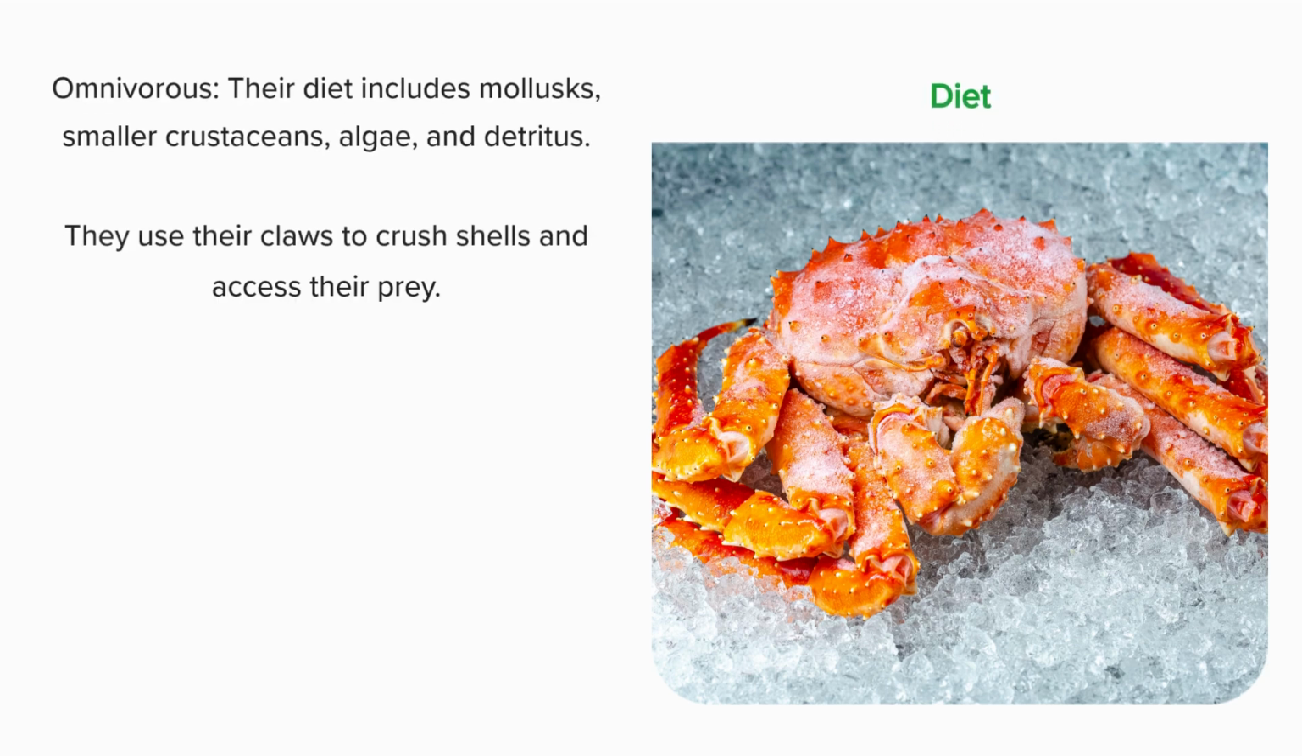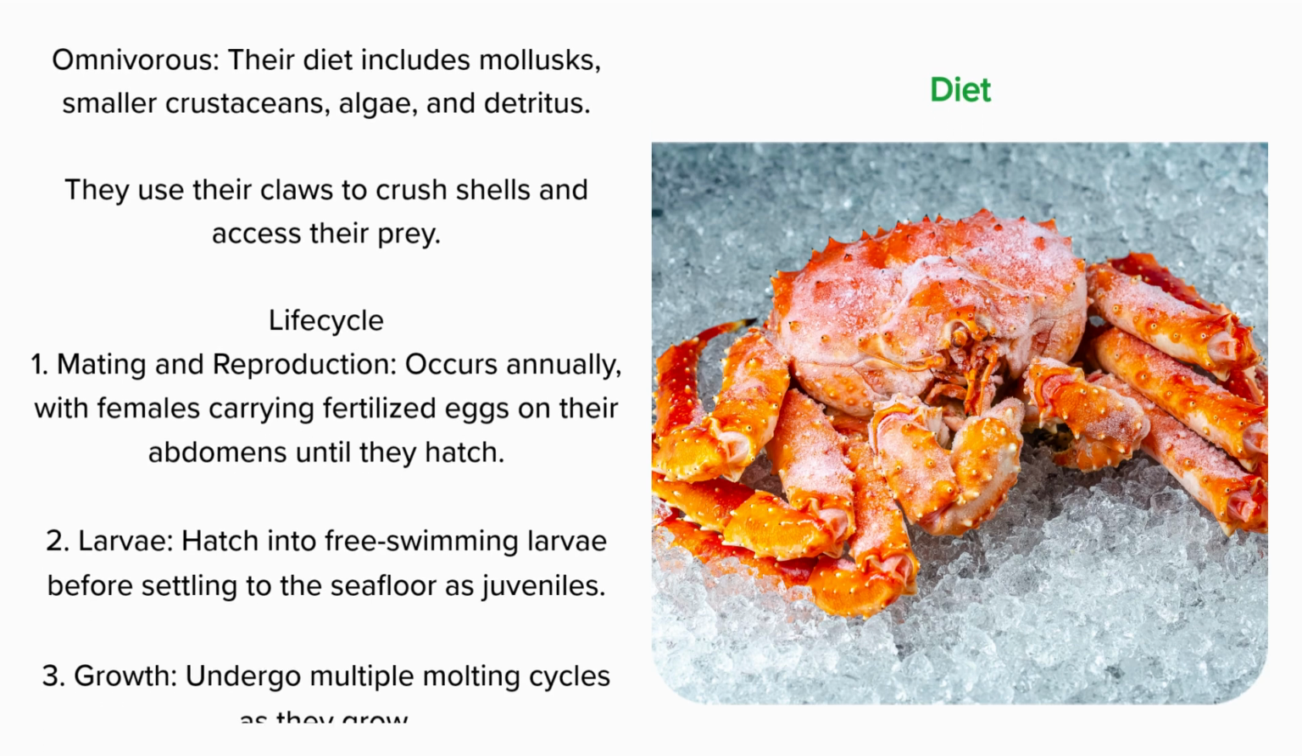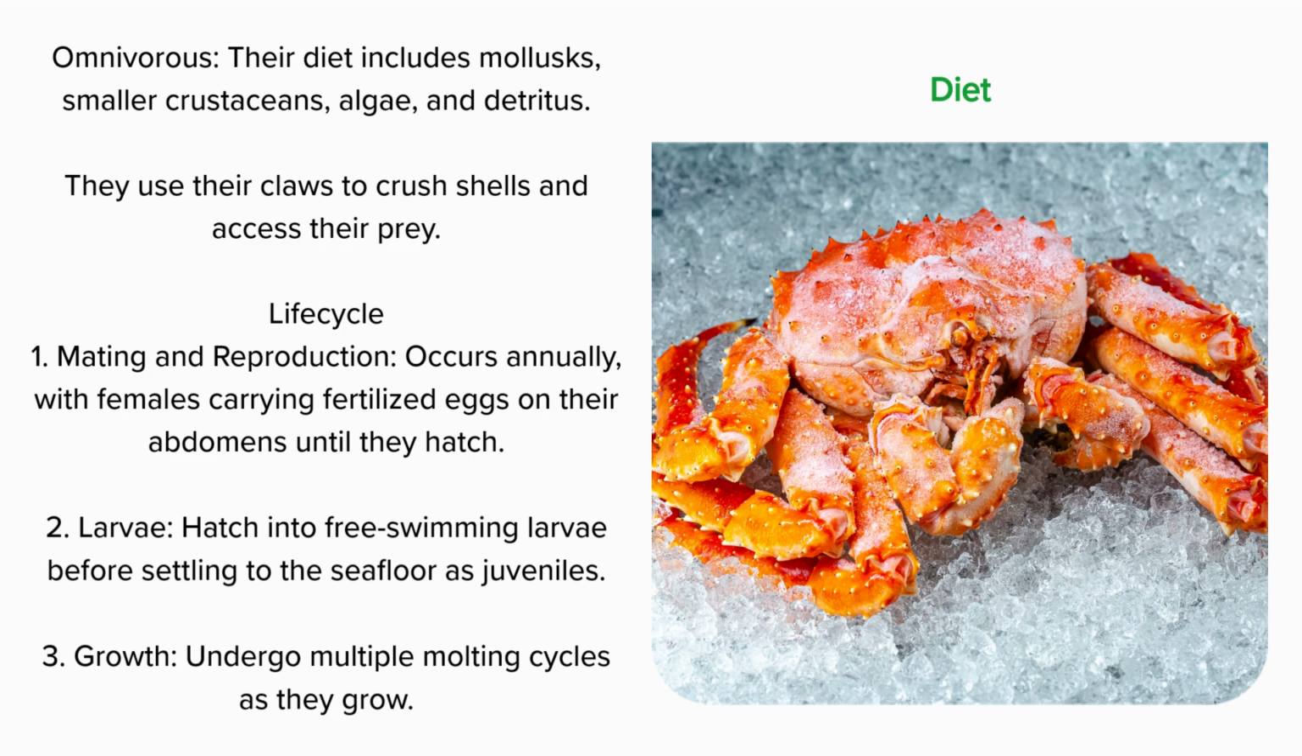Diet: omnivorous. Their diet includes mollusks, smaller crustaceans, algae, and detritus. They use their claws to crush shells and access their prey. Life cycle. 1. Mating and reproduction. Occurs annually, with females carrying fertilized eggs on their abdomens until they hatch. 2. Larvae. Hatch into free-swimming larvae before settling to the seafloor as juveniles. 3. Growth. Undergo multiple molting cycles as they grow.